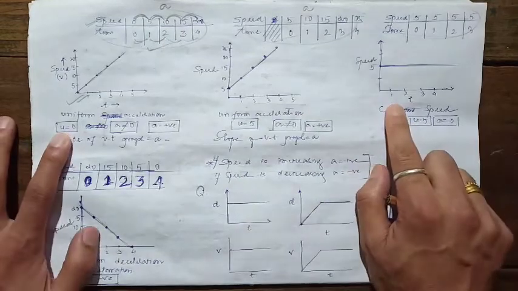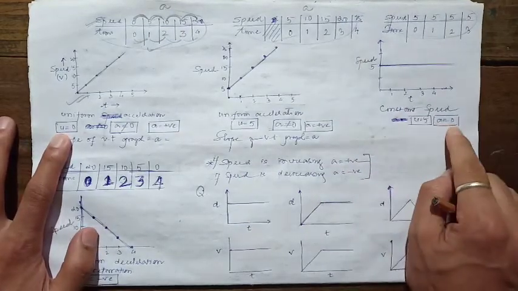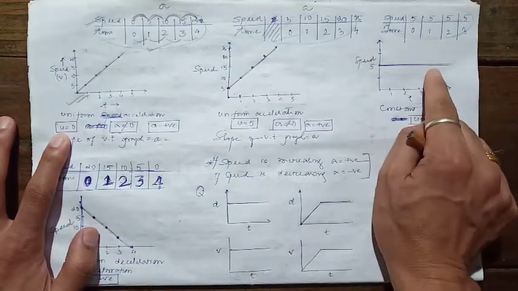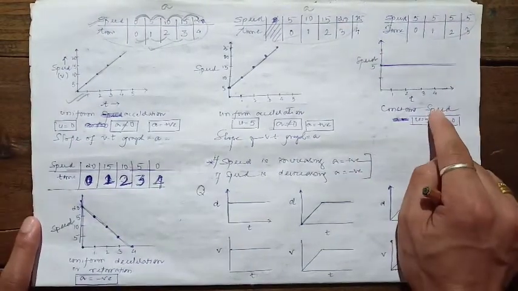Now in this case, the initial velocity is 5, but the acceleration is 0. Why is the acceleration 0? Because the speed is neither increasing nor decreasing. So there is no acceleration involved. So acceleration is 0 in this case.